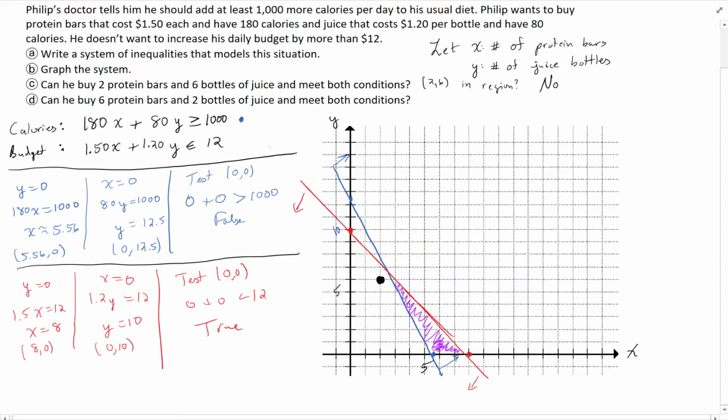Can he buy 6 protein bars and 2 bottles of juice and meet both conditions? Well, let's look at the point 6, 2. 6, 2 is right here and is in the shaded region. Yes, it is.